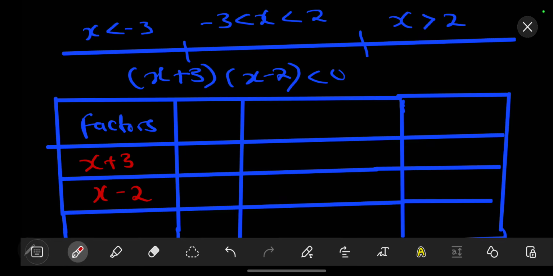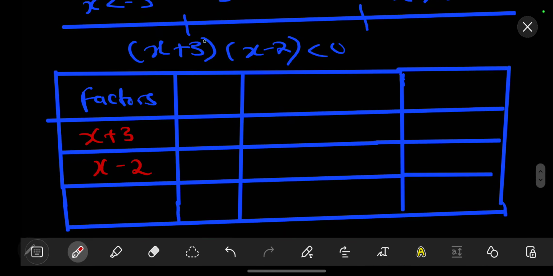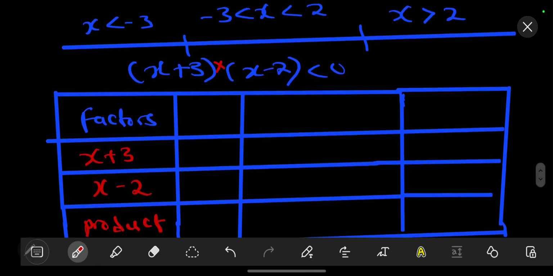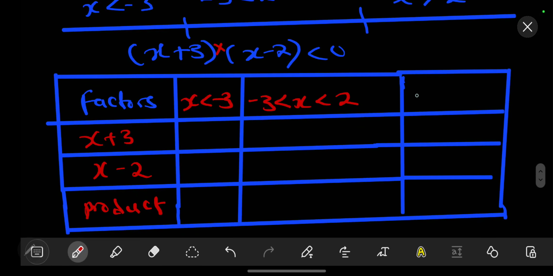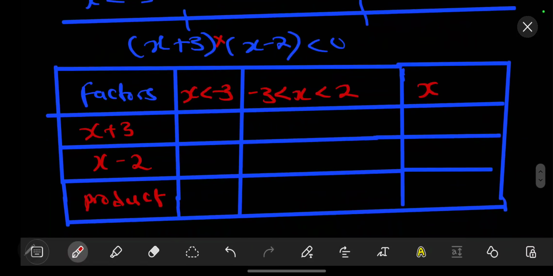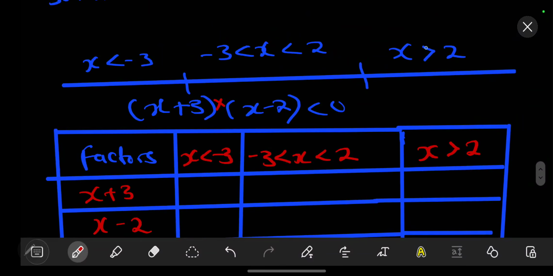Under this table, we are just going to write the sign. If you see, these are two brackets, meaning they are multiplying, so the result we are going to call the product. Here we put the smallest range, x < -3. Then we have the interval -3 < x < 2. Then our last one, x > 2.